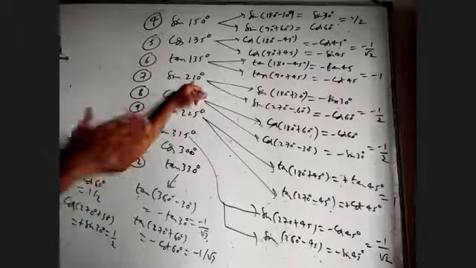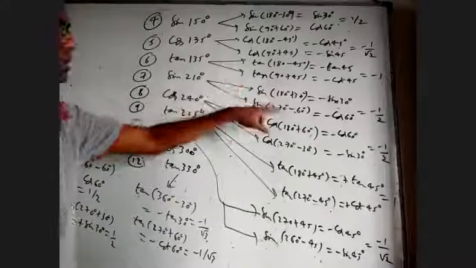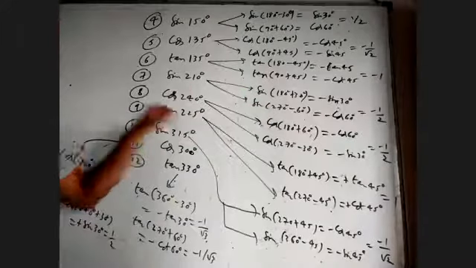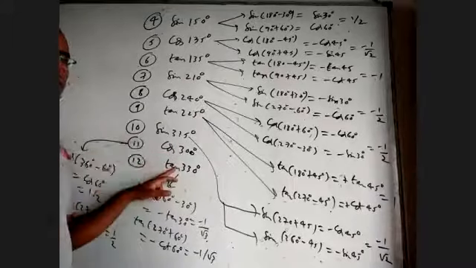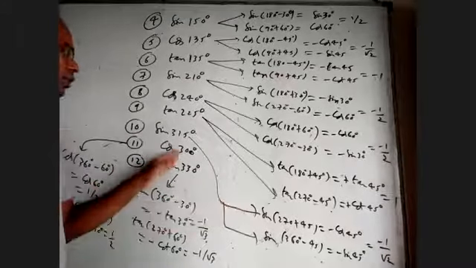210 is between 180 and 270. So I can write 180 plus or 270 minus. All these three angles are between 270 and 360. So I can write 270 plus something or 360 minus something.